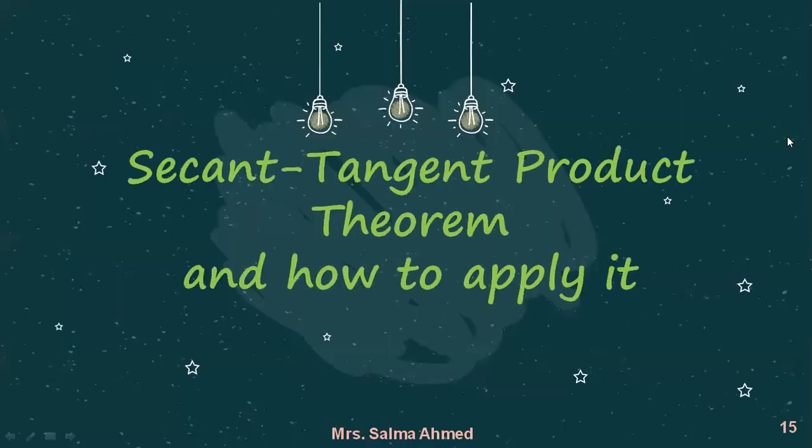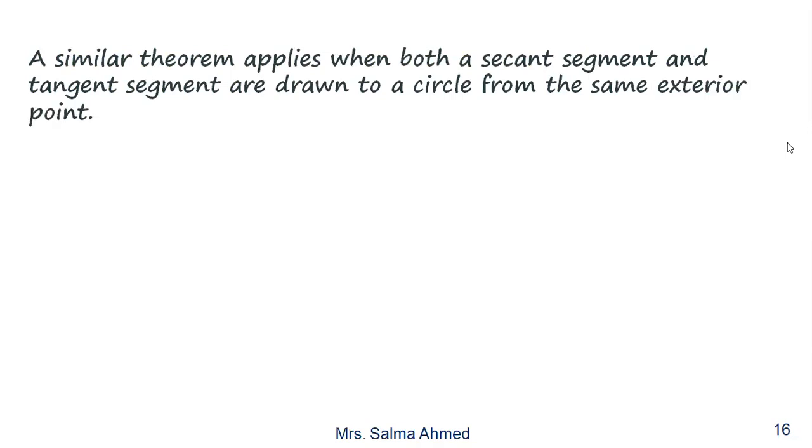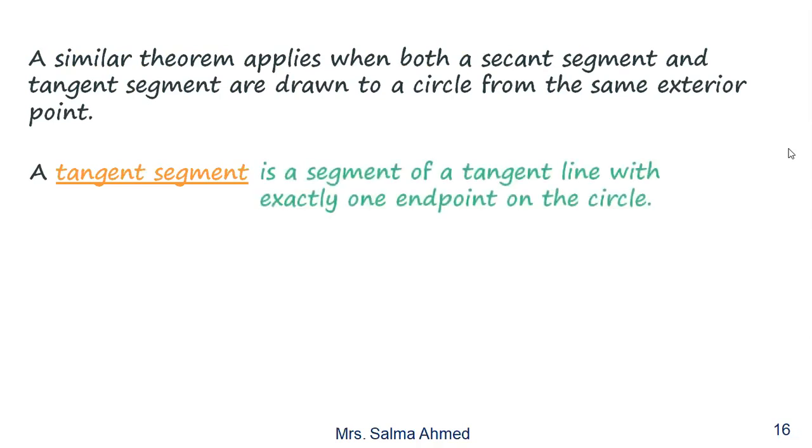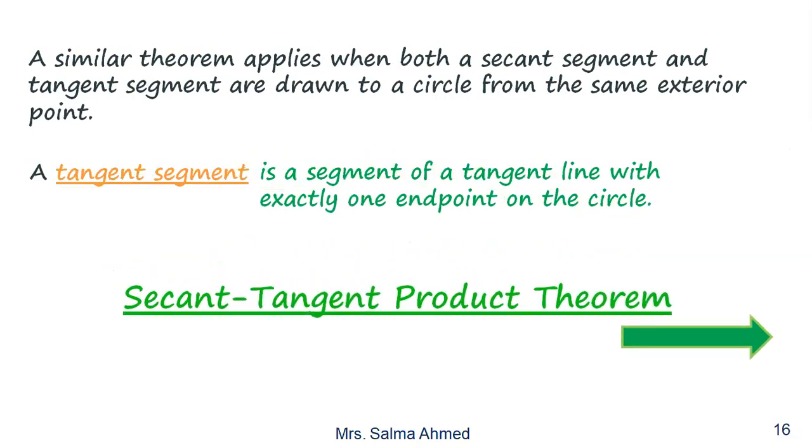The third theorem, secant-tangent product theorem, and how to apply it. A similar theorem applies when both a secant segment and a tangent segment are drawn to a circle from the same external point. What is a tangent segment? It is a segment of a tangent line with exactly one endpoint on the circle. Here we are going to have the secant-tangent product theorem in the next slide.